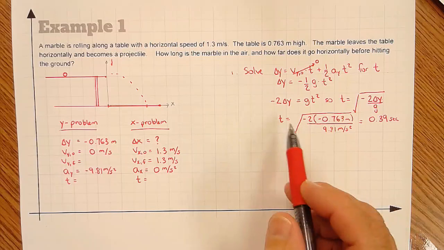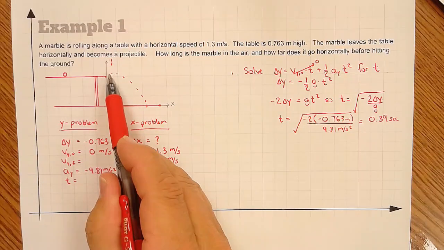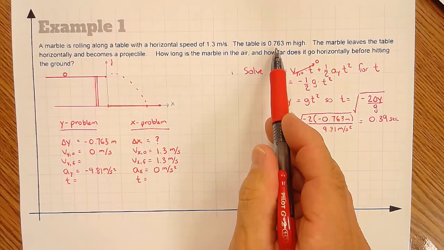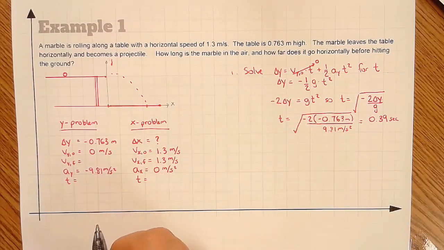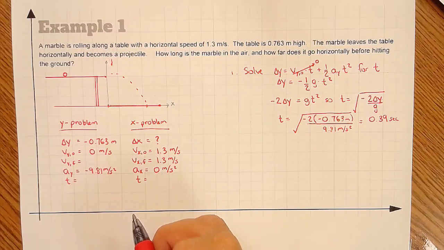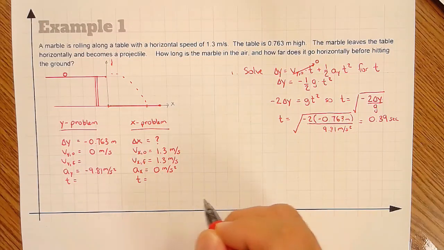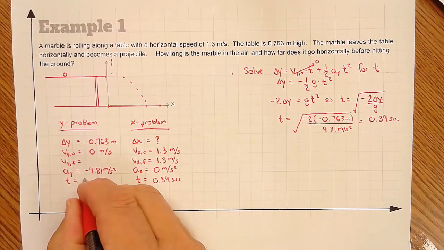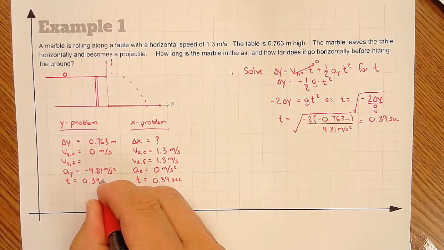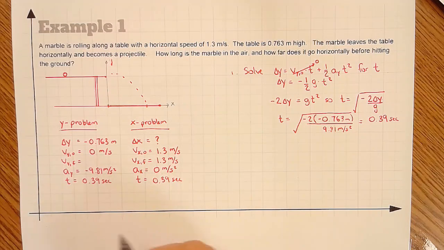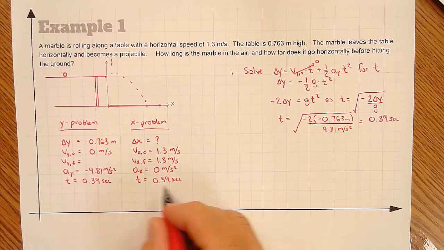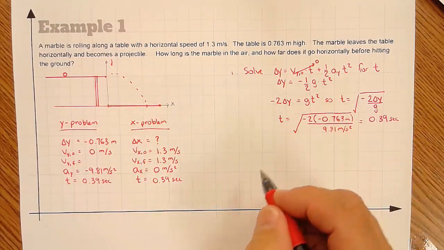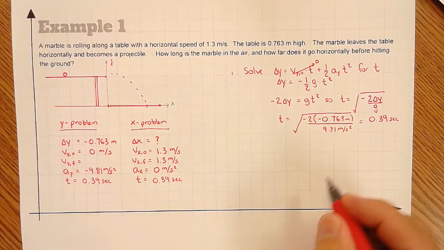Okay? So basically, by solving the y problem, we know that if a ball is launched horizontally, or if it's just dropped from the table, which is 0.763 meters high, it's going to take 0.39 seconds to hit the ground. So now we know the time. It's 0.39 seconds. And that's the same because the problem ends when we hit the ground. So it hits the ground on the y problem when it hits the ground on the x problem. So we're able to figure those two values out.